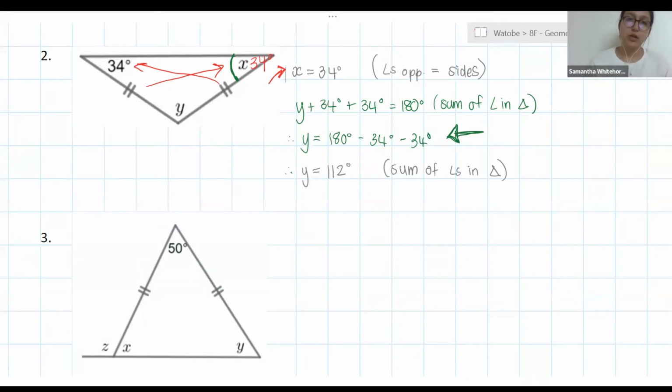For question 2, guys, I have explained it, but just again, x is equal to 34 because it is an angle opposite the equal sides. We were given 2 equal sides here, and so I knew that the angles opposite them were equal. And once I had the fact that the 2 angles at the top of my triangle were both 34, I could then use angles in a triangle to work out what y was. And so it's going to be similar thinking in question 3.